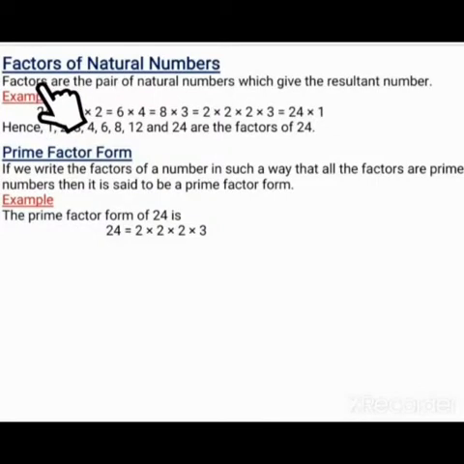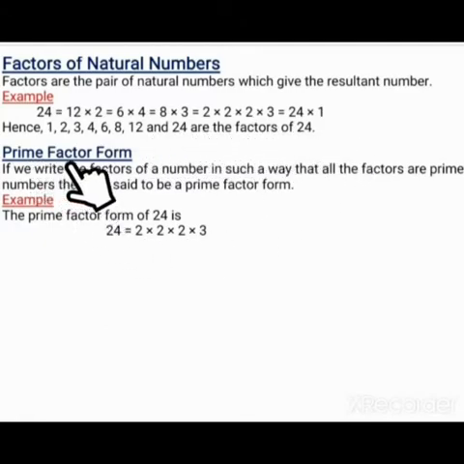You already know what the factors of a natural number are. Factors are the pair of natural numbers which give the resultant number. Example, 24: 12 twos are 24, 6 fours are 24, 8 threes are 24. So 2 multiply 2 multiply 2 multiply 3 also gives 24. Hence 1, 2, 3, 4, 6, 8, 12 and 24 are the factors of 24.